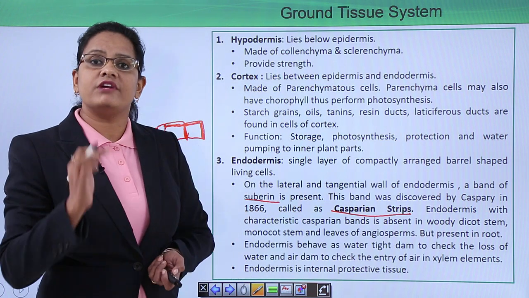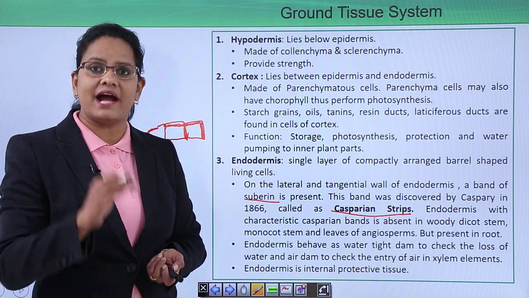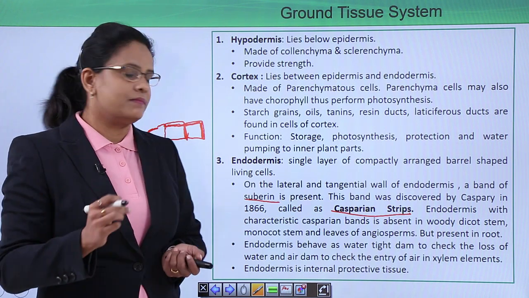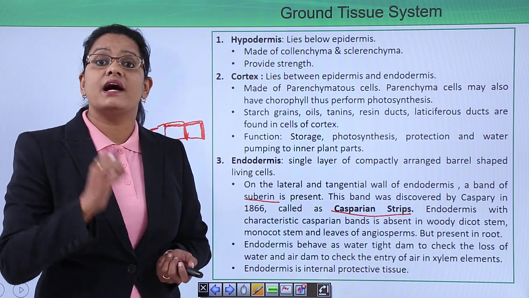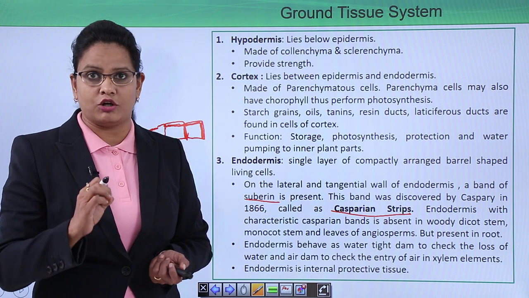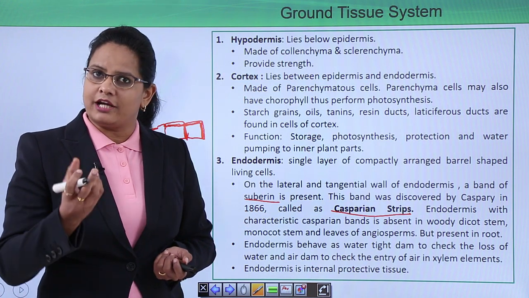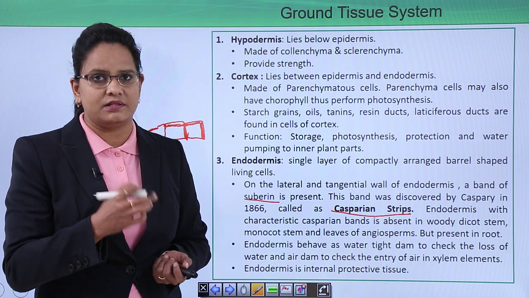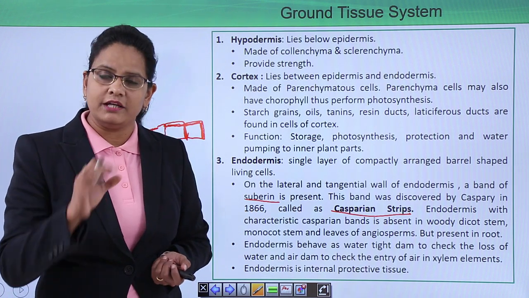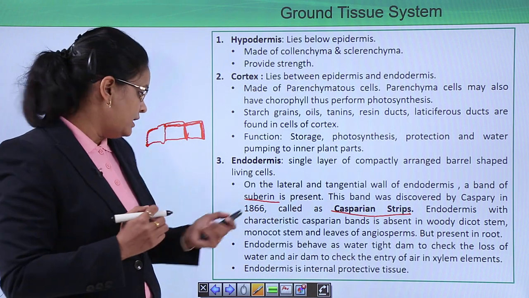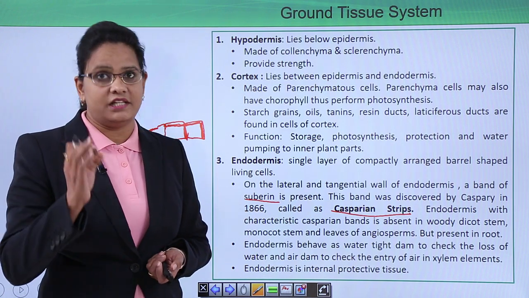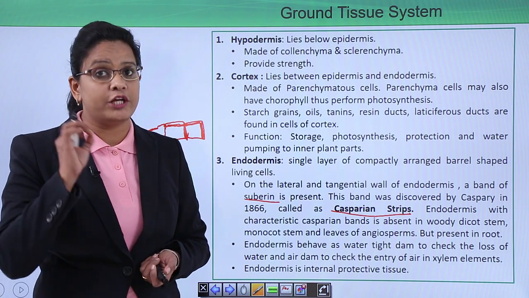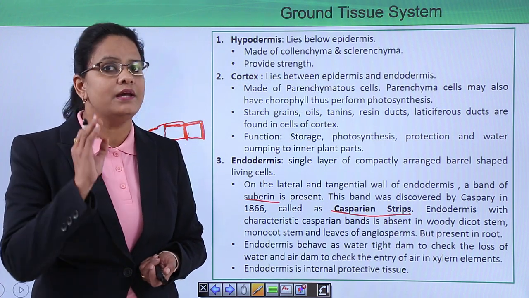So the specific feature of endodermis is that it has Casparian strip in it, right? Now, these Casparian bands are absent in case of woody dicot stem. So when a dicot plant is herbaceous or green, it has Casparian strip in it, but when it becomes woody, the Casparian strip is absent. In monocots as well as in the leaves of angiosperm, the Casparian band is absent. But in case of woody roots, the Casparian strip will be present.